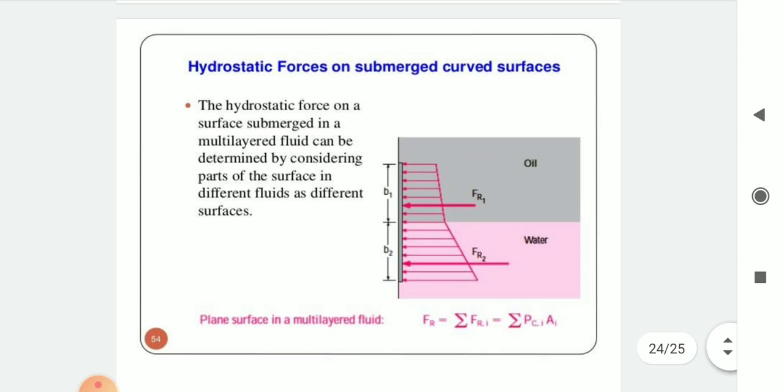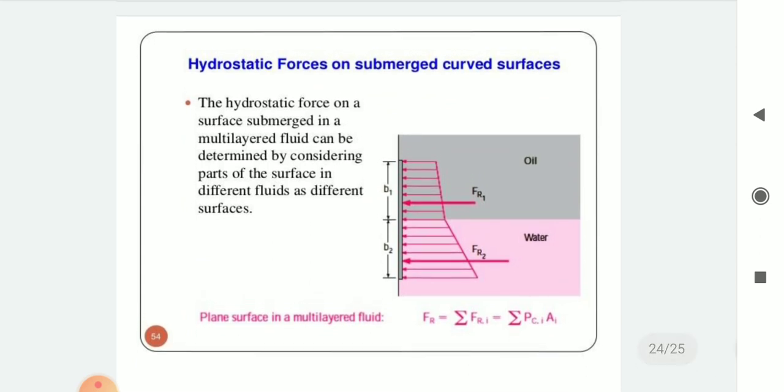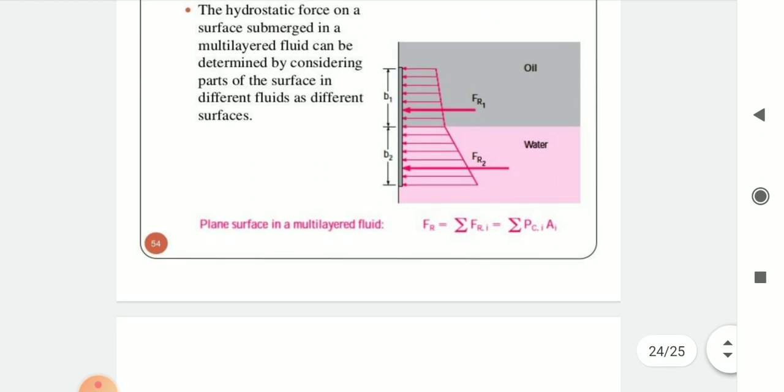For a plane surface in a multi-layered fluid, we can get the resultant force equal to the summation of Fri, which is equal to the summation of Pci Ai. The hydrostatic force on a surface submerged in a multi-layered fluid can be determined by considering parts of the surface in different fluids as different surfaces, as shown in the figure.